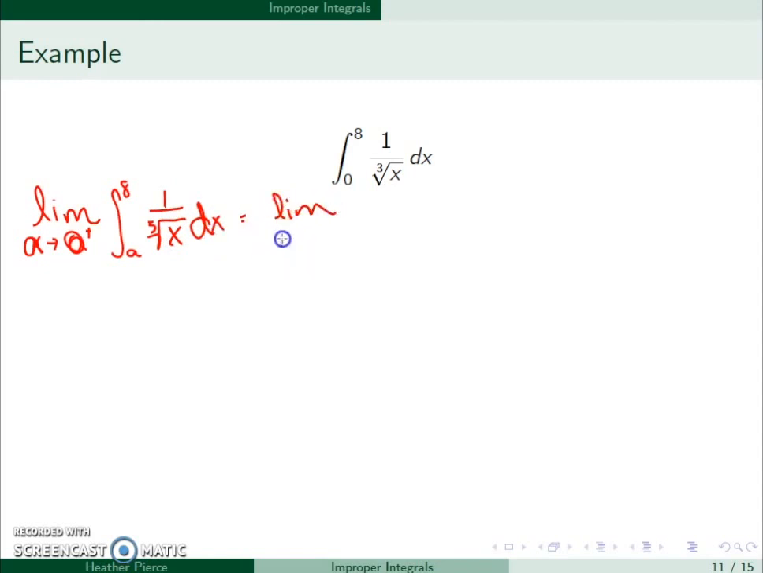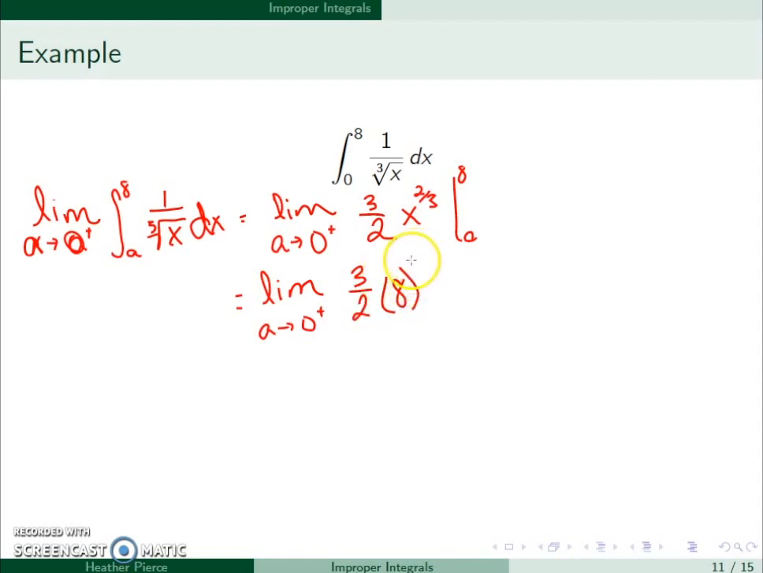So this is the limit as a approaches 0 from the right of, well, this is x to the negative 1/3, so I'll add 1 and then divide by that number. And we'll go between a and 8. So I now have the limit as a approaches 0 from the right, 3 over 2 times 8 to the 2/3 power, minus 3 over 2 times a to the 2/3 power. So 8 to the 2/3 power is 4, times 3 over 2 is 6. And as a approaches 0 from the right, this thing becomes 0. So my answer here is 6.